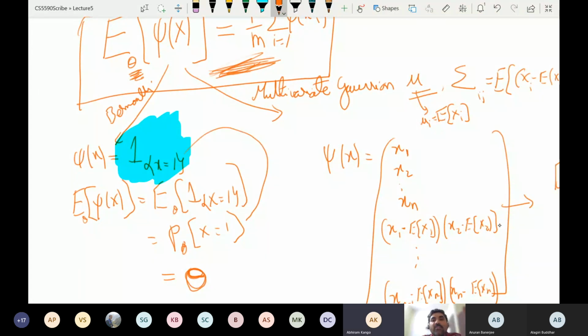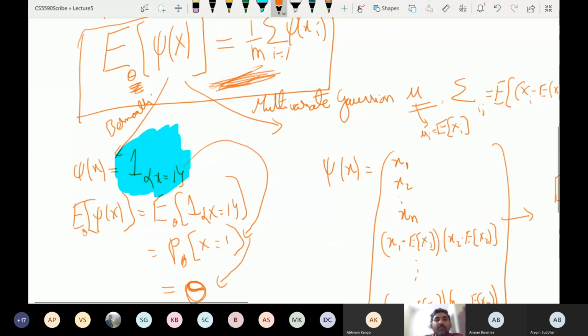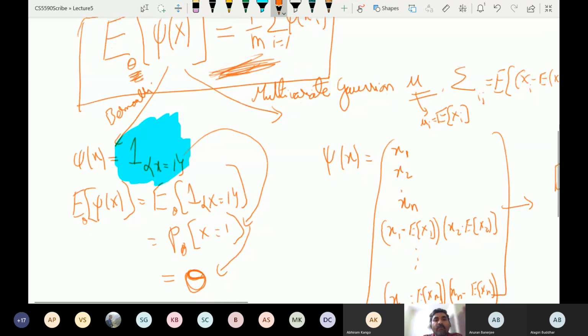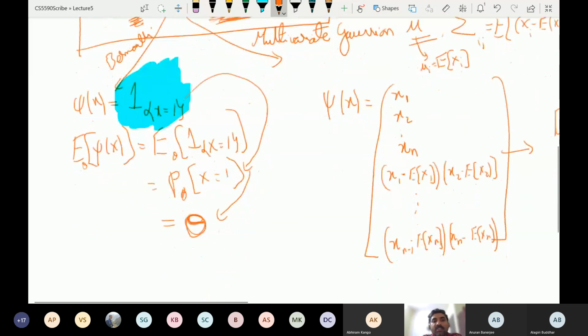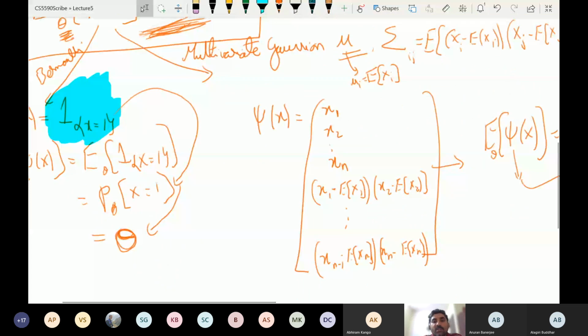Similarly, in case of Gaussian, you use this particular vectorial function. Why? Because when you take expectation of x1, it will be simply mu1, right? That's the first expectation, so on and so forth, right?